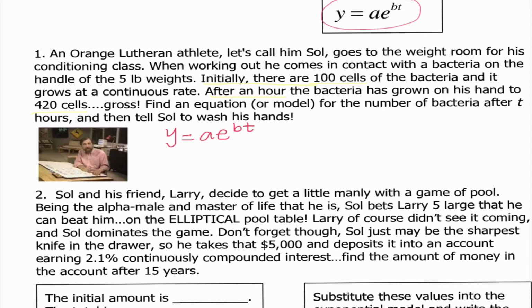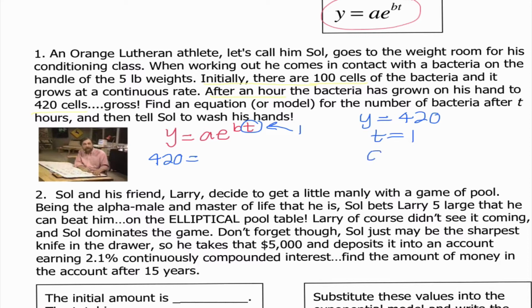So we need to go ahead and write an equation for the number of bacteria after t hours. So if we are going through this, they're telling us that after 1 hour, there are 420 cells. So I'm going to say 420. And I know that our t value here is going to be 1. Okay, so y is 420 and time is 1. So we know this is going to be in terms of hours.